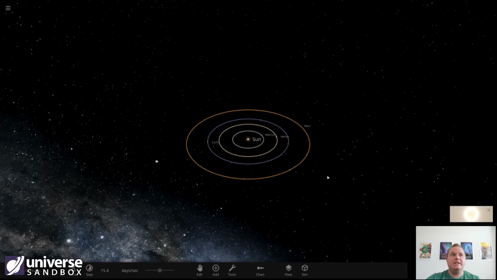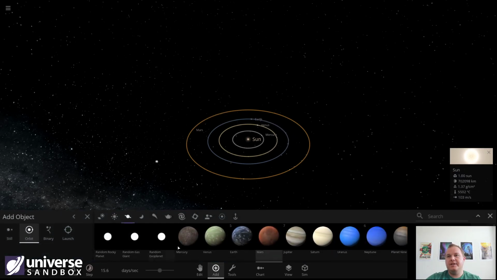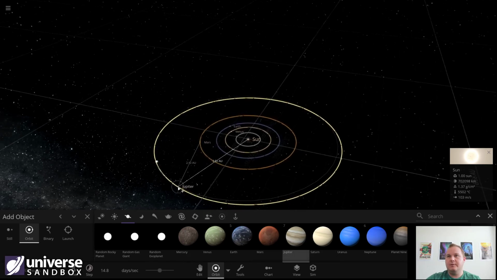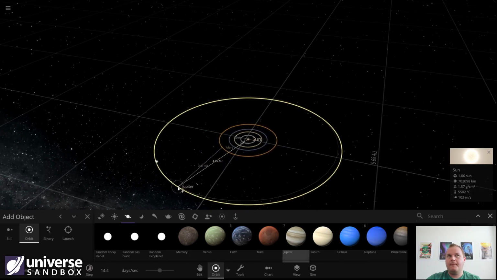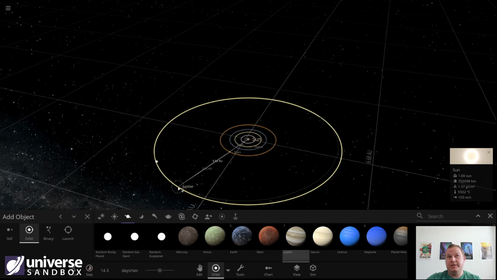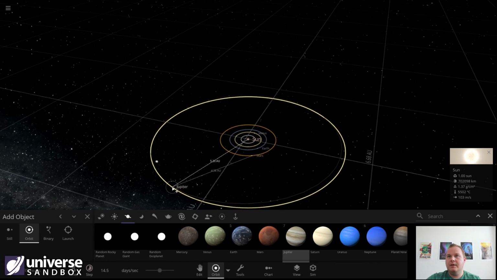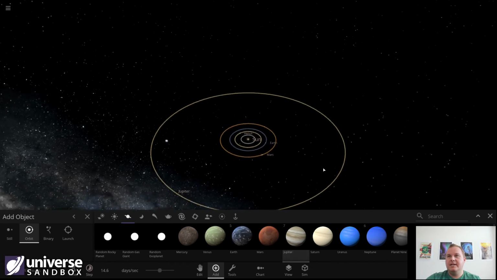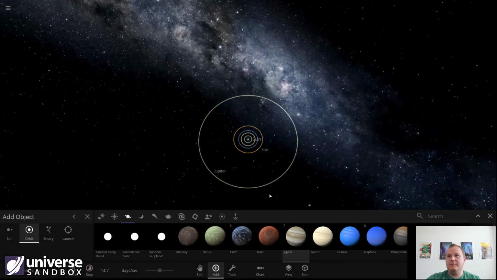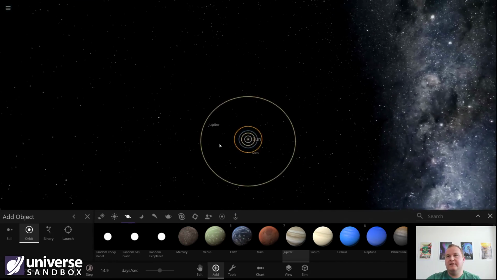Now things start to get a little crazy when we get out to Jupiter, because Jupiter is, for one, the biggest planet in the solar system, but more importantly, it's further. It's where we start to differentiate between the rocky inner planets and the gas giants, the outer planets. So Jupiter is 5.2 astronomical units away, which puts it at 778 million kilometers. That's 5.2 astronomical units.